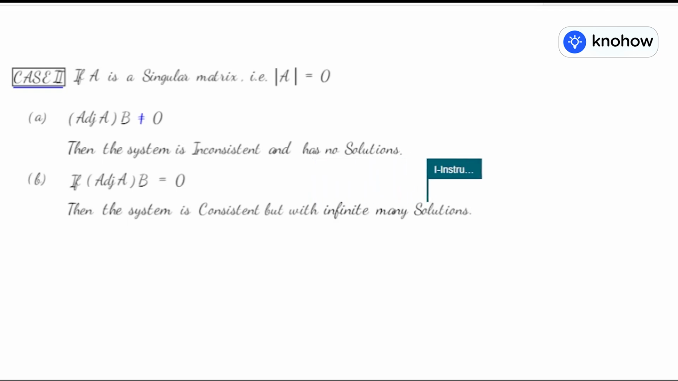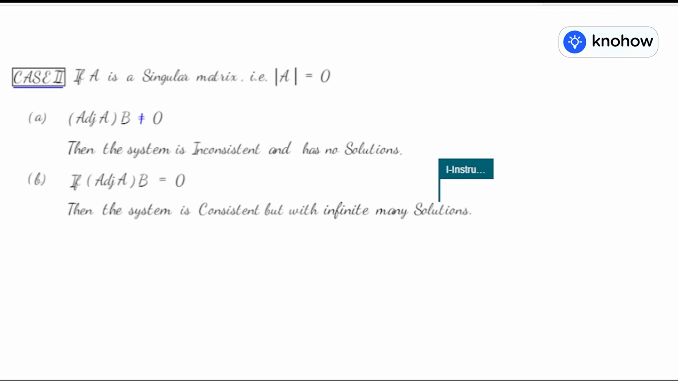So I repeat that to check the consistency of a system of linear equations, you work out the value of determinant A. What is A? A is the coefficient matrix. In case it is not equal to 0, we say the system is consistent with a unique solution. In case it is 0, then you work out adjoint A, and in case adjoint A into B, the constant matrix, is non-zero, we say the system is inconsistent and has no solution. In case adjoint A into B is also 0, we say the system is consistent with many solutions.